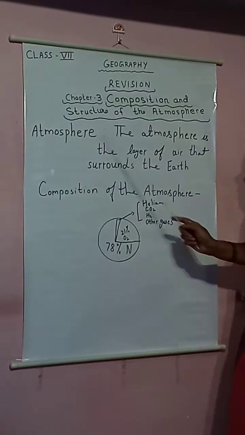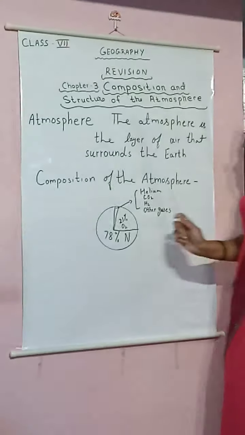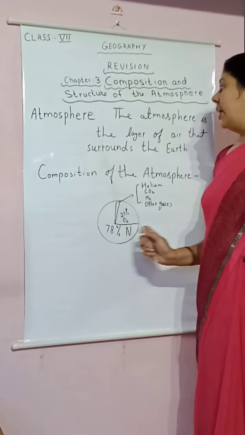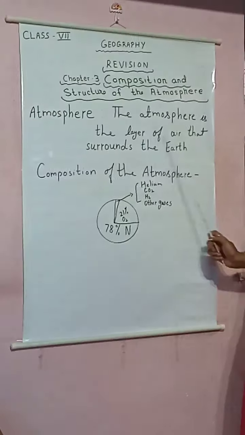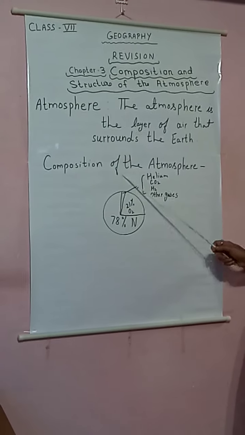Third chapter is composition and structure of the atmosphere. So what is the atmosphere? The atmosphere is the layer of air that surrounds the earth. Composition of the atmosphere.